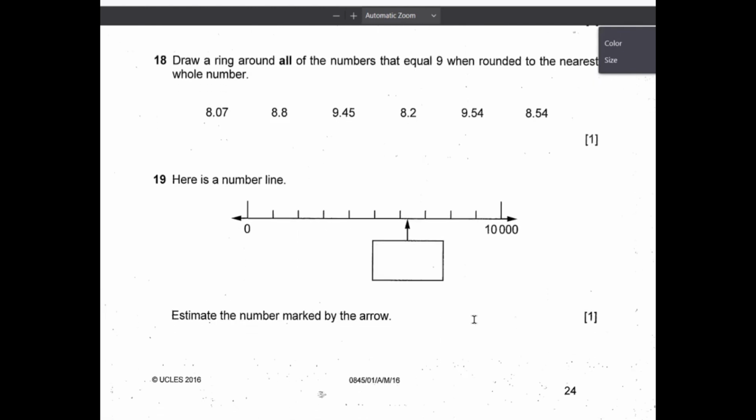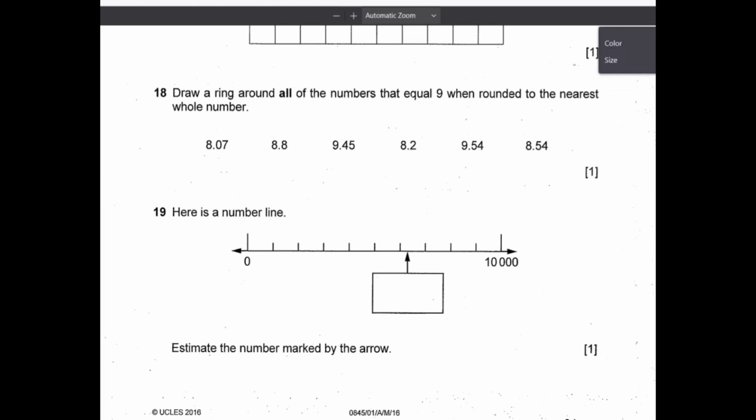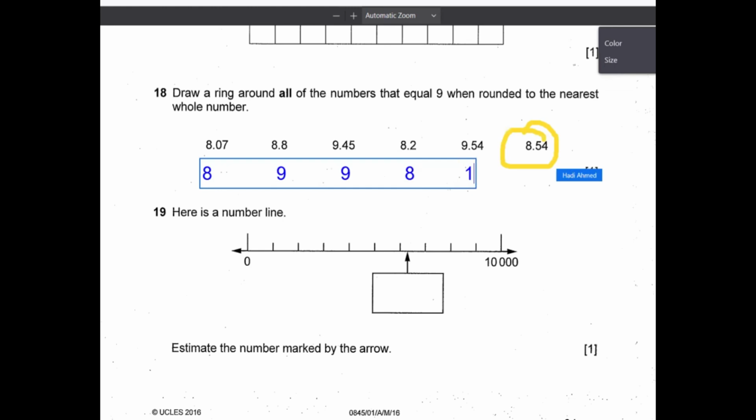Question 18. They say draw a ring around all of the numbers that equal 9 when you round them to the nearest whole number. You can start rounding each number, and then after that you decide to draw your ring or not. This is 8.07, it's going to be 8 to the nearest whole. This one is going to be 9 to the nearest whole. This one is also going to be 9. This one will be 8. This one will be 10. And this one will be 9 to the nearest whole.